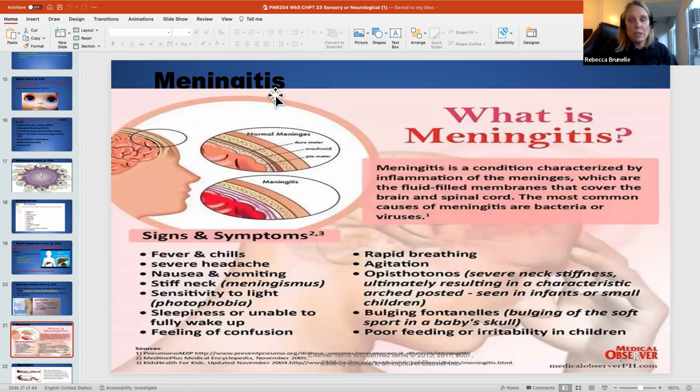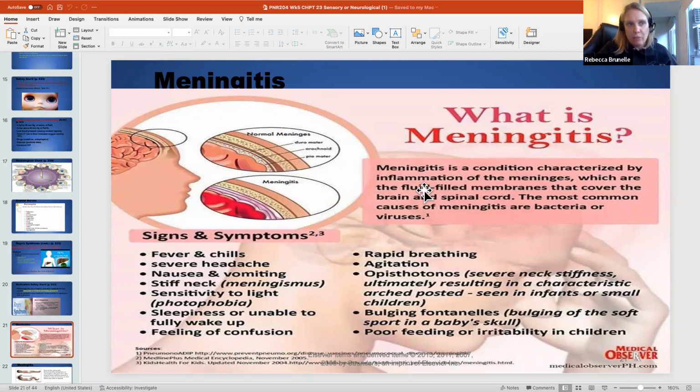So meningitis is an infection that can cause altered mental status. It can also cause increased intracranial pressure. Meningitis is just inflammation of the meninges, and who knows what the meninges are? Isn't it with the brain, the spinal cord? Yeah, it's the membrane that surrounds the brain and the spinal cord. Very good.